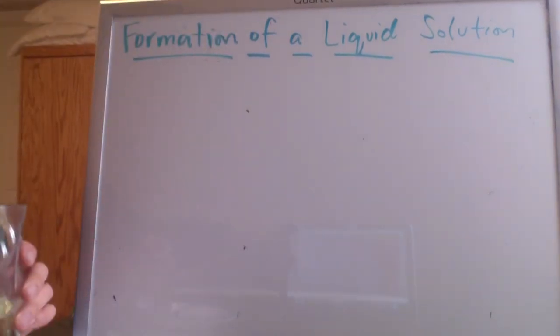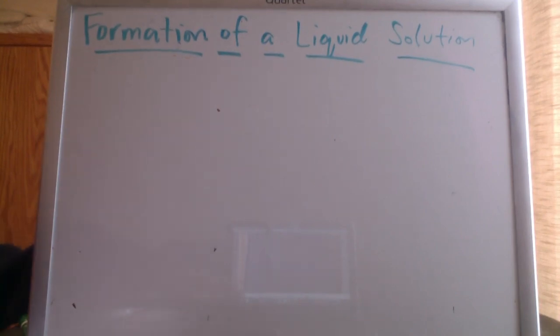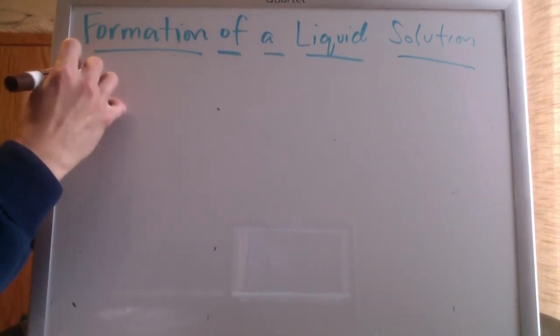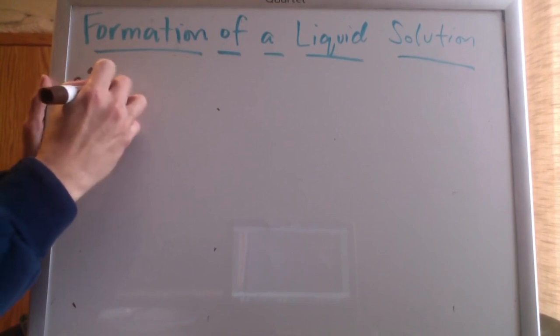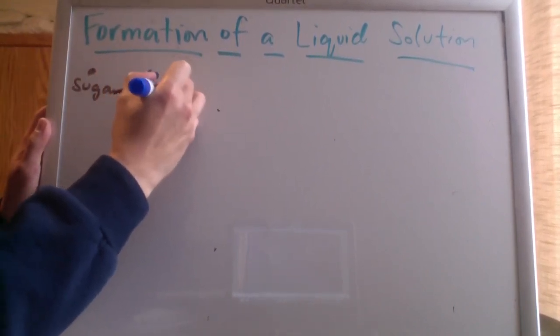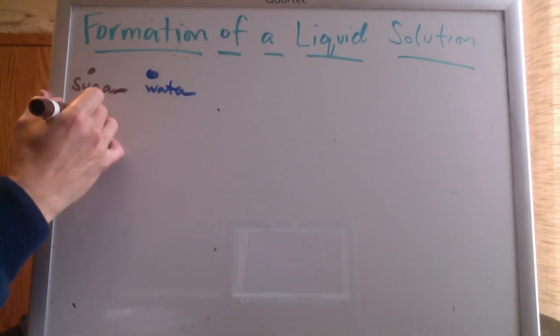Now, what happened on a molecular level? Let's take a look at it now. We're going to take a look at the molecules. If we have the water molecules and the brown sugar molecules, I'll put the sugar here, and then we'll put the water here. Okay, so in the process of forming a liquid solution, there are 3 steps.